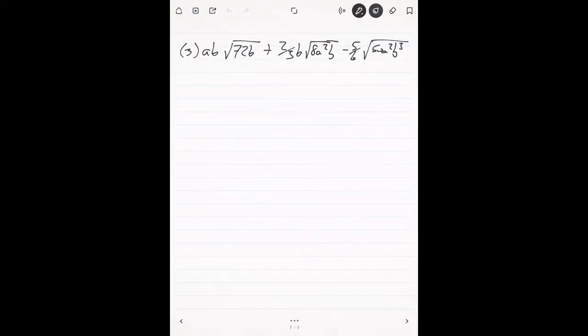With that said, we're really going to need that for this problem. Here, we have 3 separate radicals. We have a 72b, an 8a squared b, and a 50a squared b cubed. This situation is really going to require us to be very careful and diligent in our work.